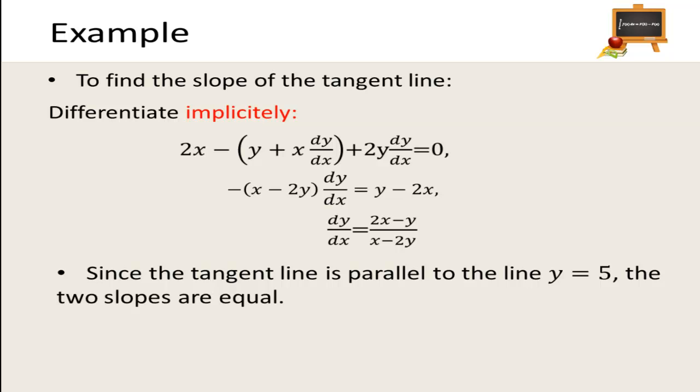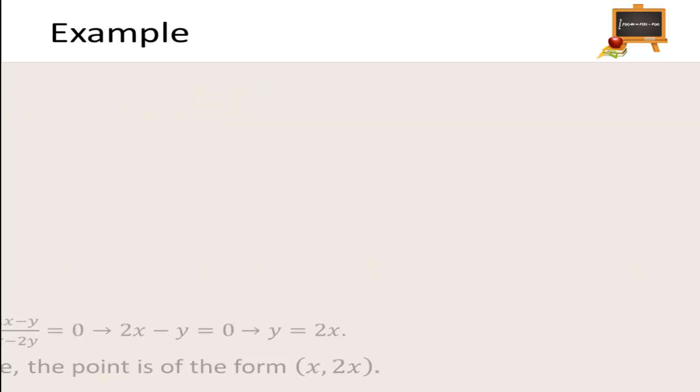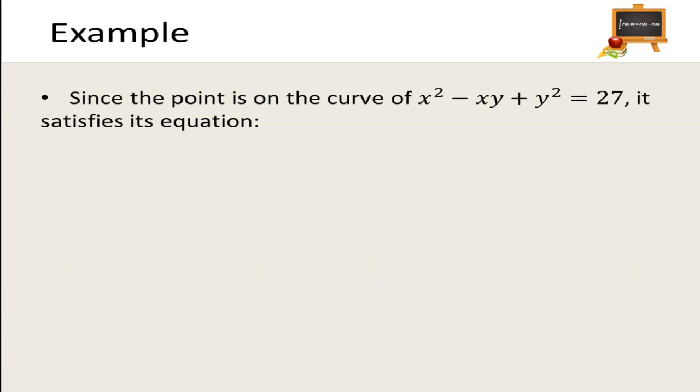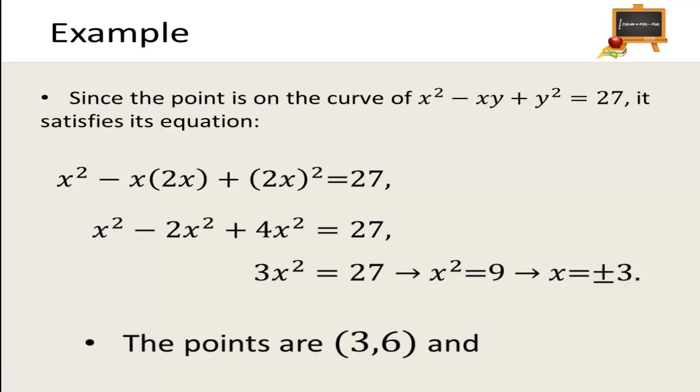As we said, since the tangent line and the line y equals 5 are parallel, their slopes are equal. Solving (2x minus y) divided by (x minus 2y) equals 0, we get a relation between x and y, so y equals 2x. Therefore, the point of tangency is of the form (x, 2x). Since this point is on the curve x squared minus xy plus y squared equals 27, it satisfies its equation. Hence, the tangency points are (3, 6) and (minus 3, minus 6).